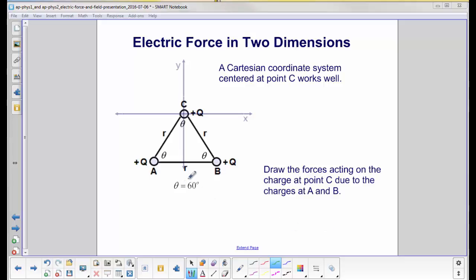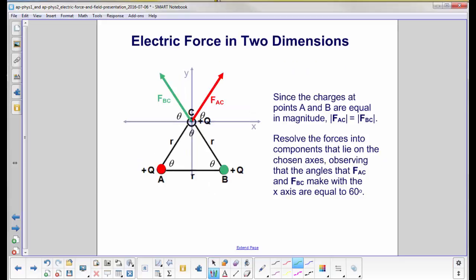Alright, first answer. We have an equilateral triangle, so each angle, theta, is 60 degrees. And since we're interested in the force up here, we're going to draw a Cartesian coordinate system centered on point C. Since the charges at point A and B are equal in magnitude, the force that A exerts on charge C is exactly the same in magnitude as the force that B exerts on charge C. The next thing we have to do is resolve F of AC and F of BC, magnitudes of which are equal, into their components.